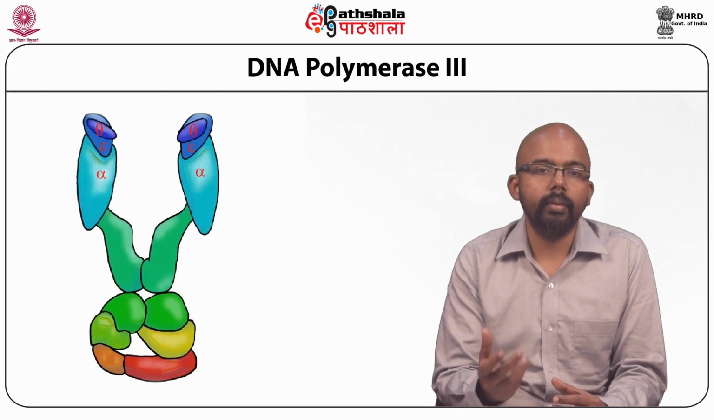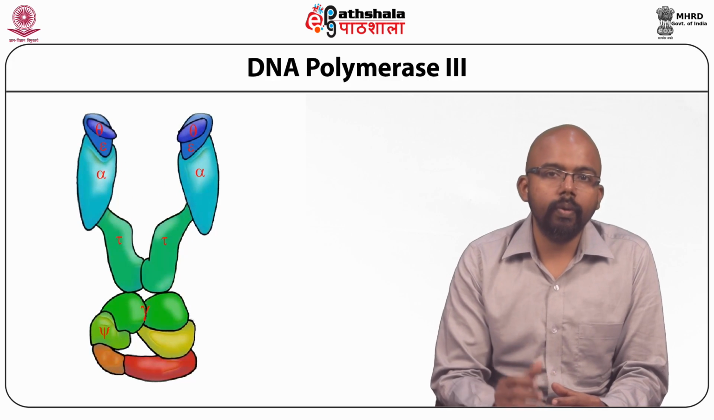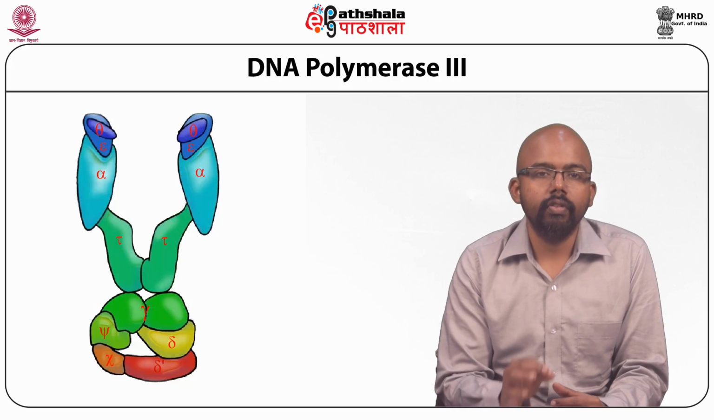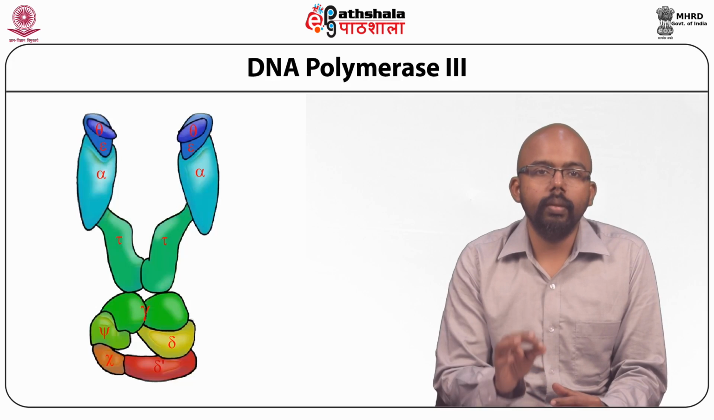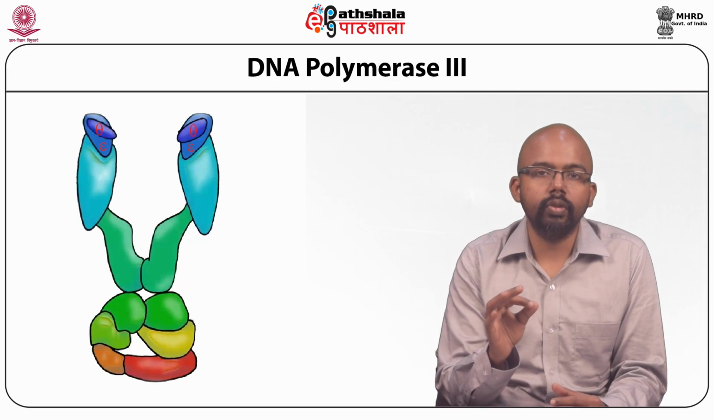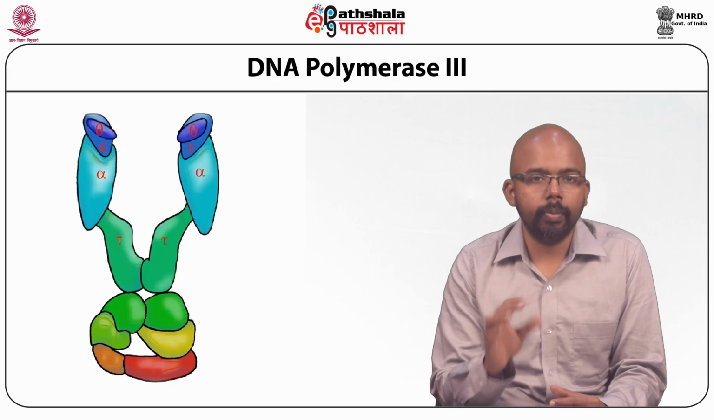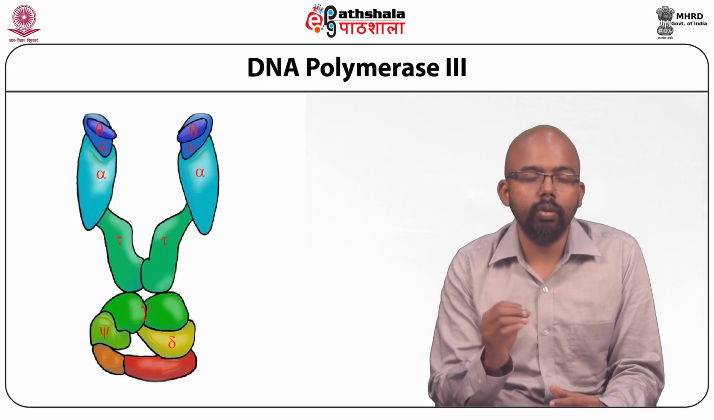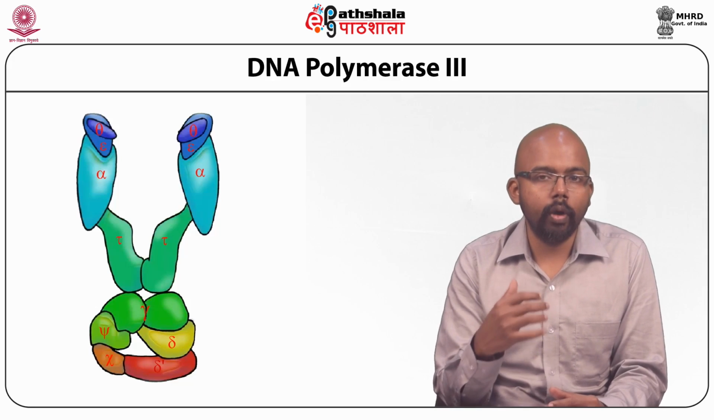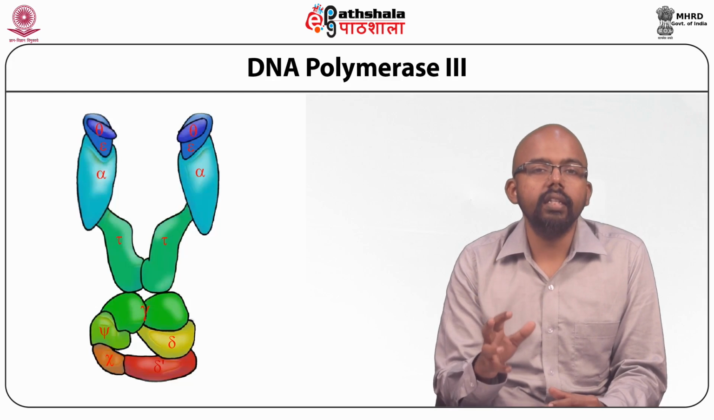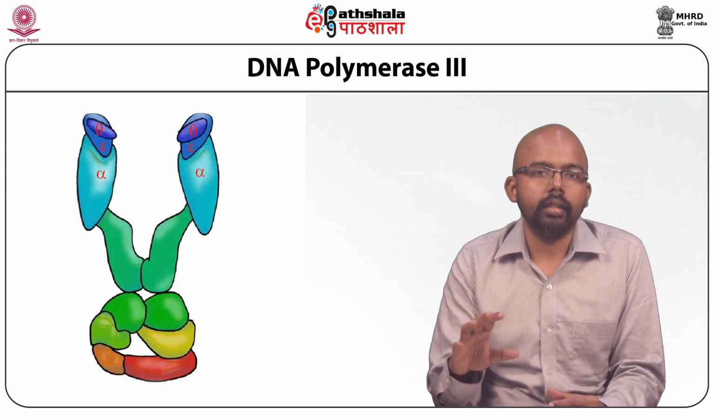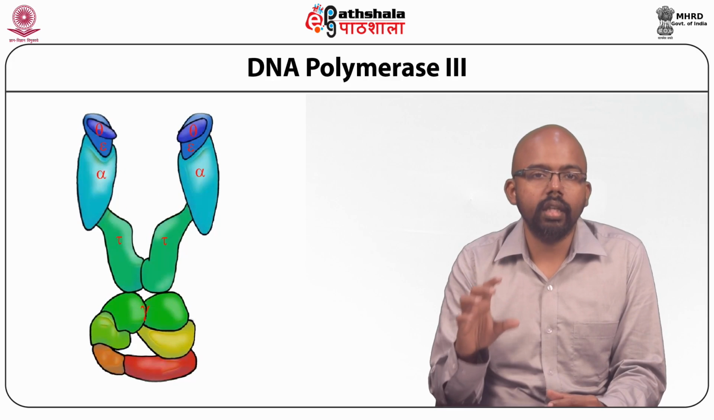Now what do you mean by core enzyme? The core enzyme consists only of those subunits which are required for the basic underlying enzymatic activity. So that will refer to the alpha, epsilon and the theta subunits. They are responsible only for the polymerase activity and the proofreading exonuclease activity of the polymerase. That's it. So that is what the core enzyme does.